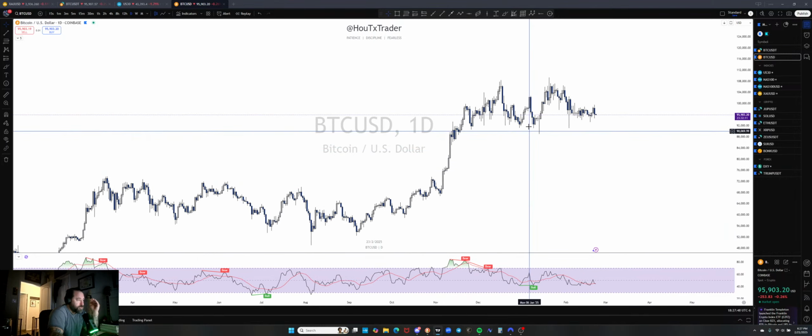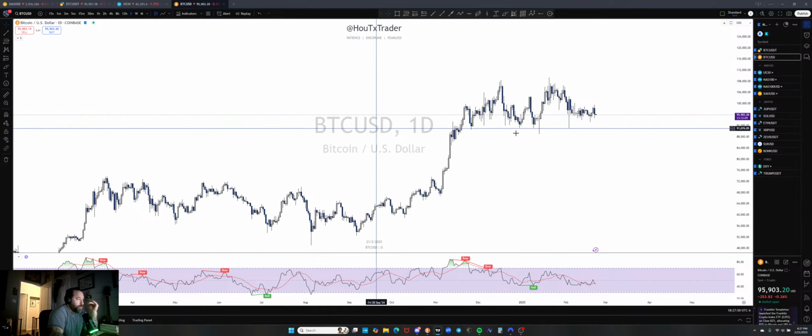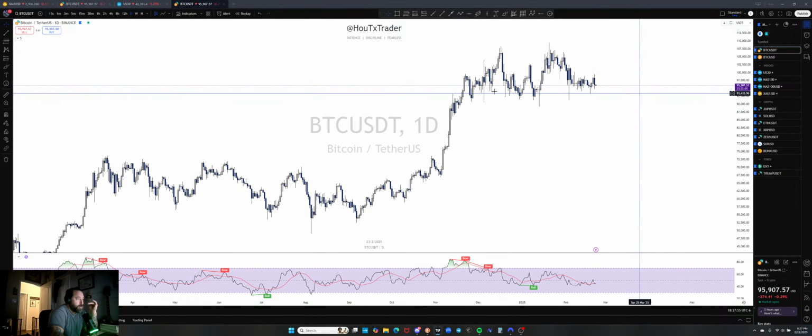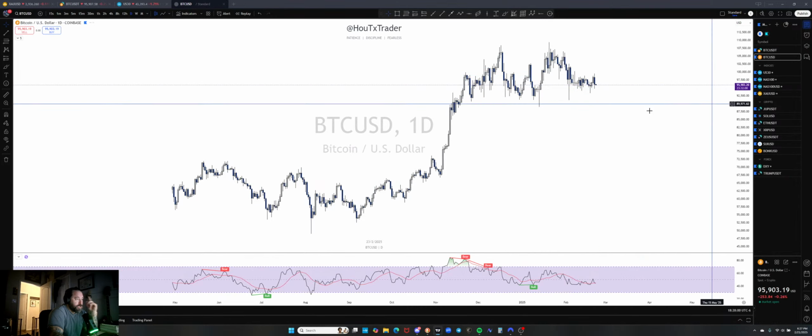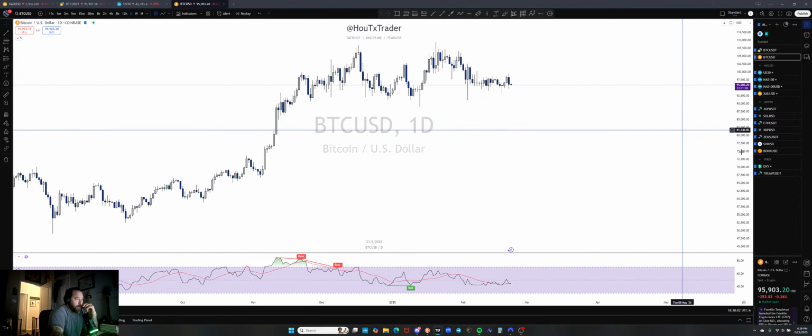And so I'm going to start from scratch. This is a Bitcoin US dollar. I normally trade off the Bitcoin tether chart. But you see, they look the same, but there's all my markup. So we're going to start from scratch and try to get to what I was at there.